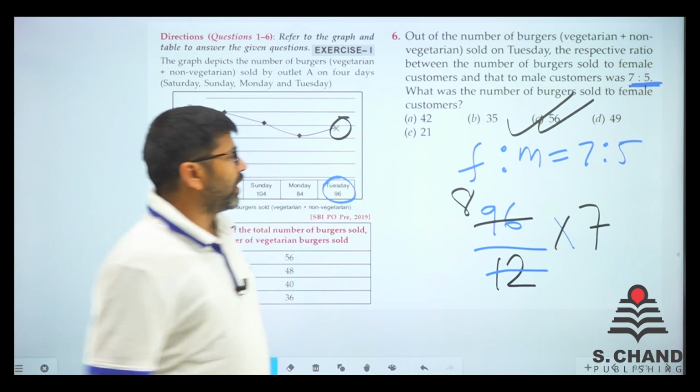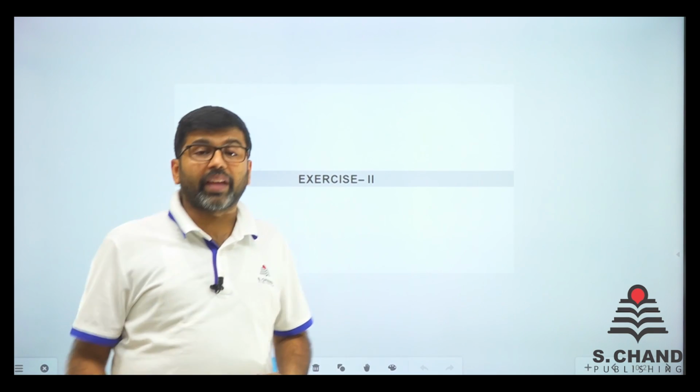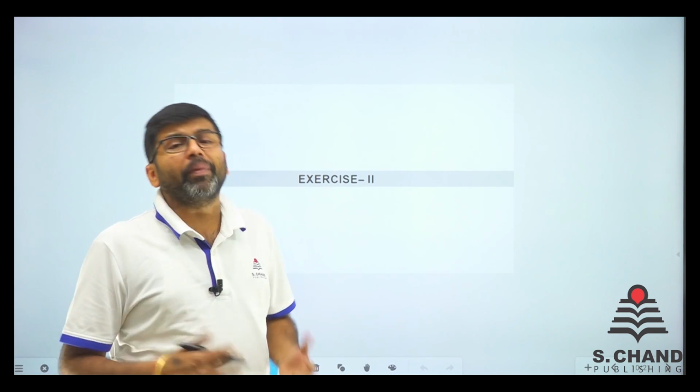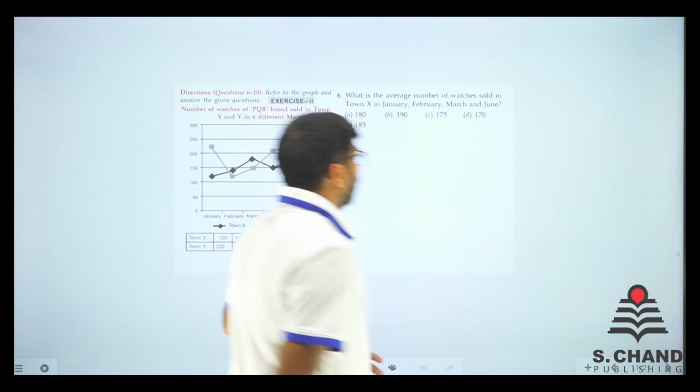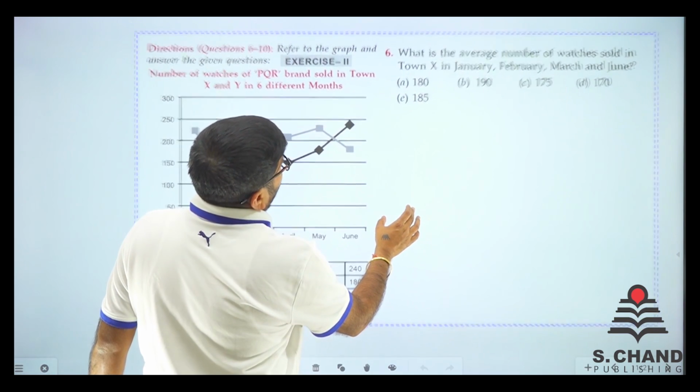So here we go with the next question. We have exercise second, so we'll start exercise second. We'll do one of the DI from exercise second. Here we go, we have this question with us, exercise second and question number 6 of that.